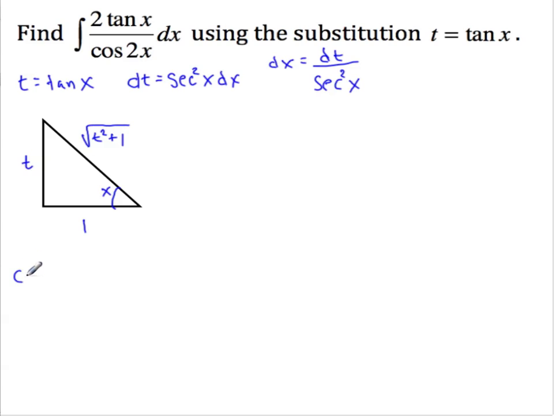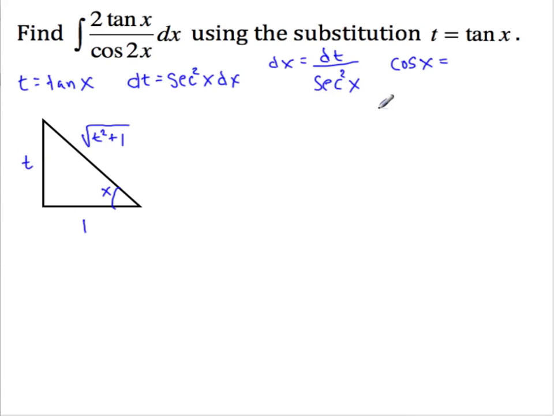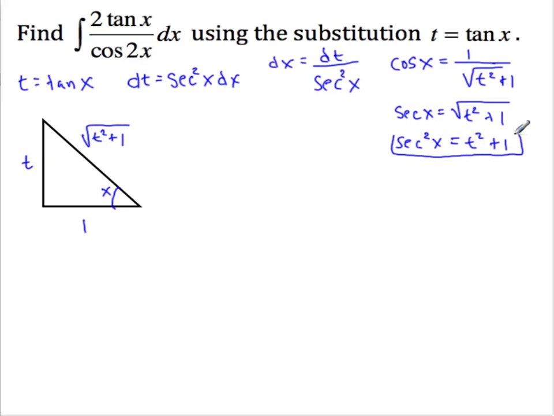Well, cosine x, actually I'll put this up here. Cosine x is equal to 1 divided by the square root of t squared plus 1, adjacent divided by hypotenuse. That means secant x is equal to the reciprocal of this, the square root of t squared plus 1. Secant squared is equal to just t squared plus 1. Okay, that's going to be helpful. Now we can do some substitutions.